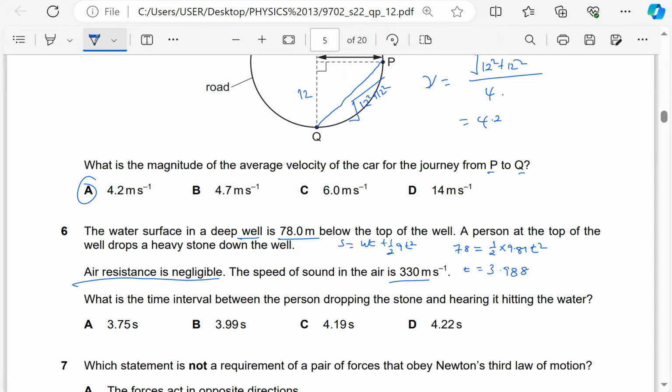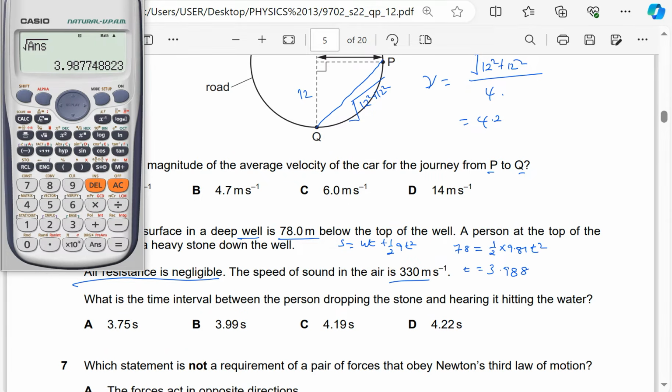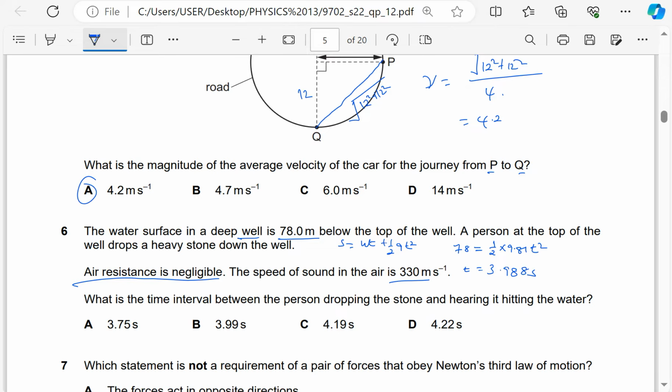3.988 seconds to hit the bottom. Then to hear the sound, of course, the sound now must originate from the bottom to the person.